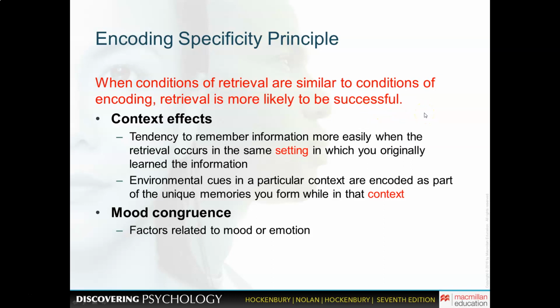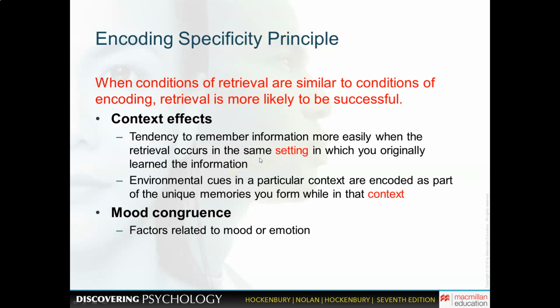So basically that just means when we are in a situation, we are more likely to remember it if we happen to be in a situation that is really similar to the situations when we first encoded the information. So there are two types right here that they talk about. So that refers to context effects. And that means we tend to remember information more easily when retrieval occurs in the same setting in which you originally learned the information.